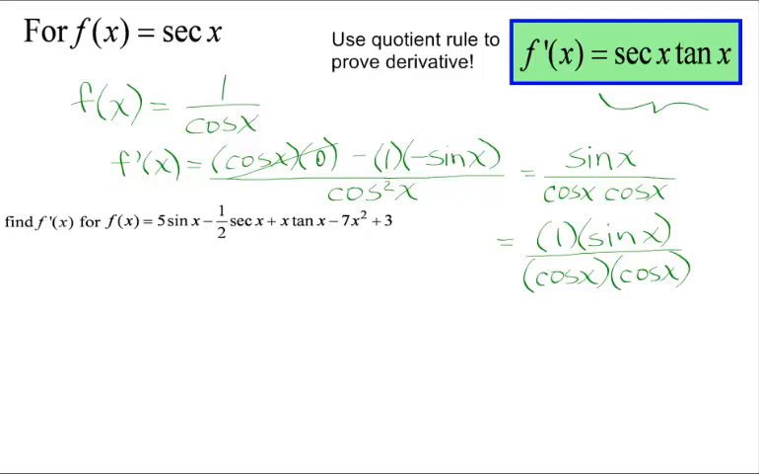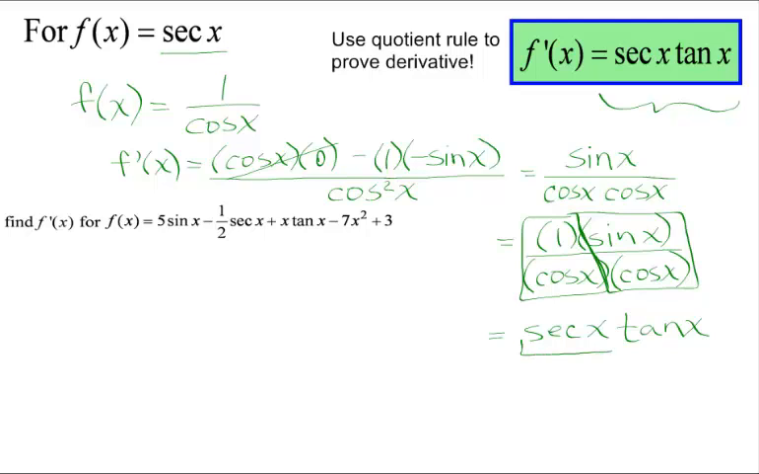All that's happened here is that we have taken this term and we have written it equivalently as the secant of x. We've taken this term and we have written it equivalently as the tangent of x. So we've proven it is true the derivative of secant is secant times tangent. You're responsible for knowing that. If you are the type of student that likes to memorize things, just memorize that.